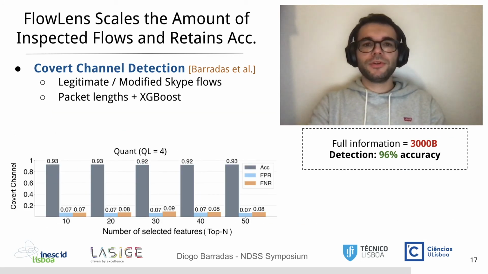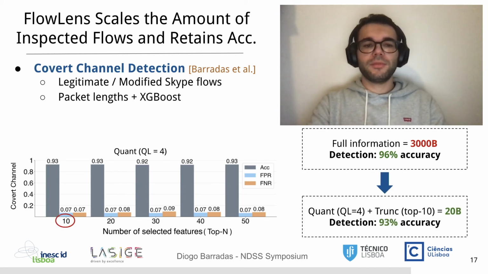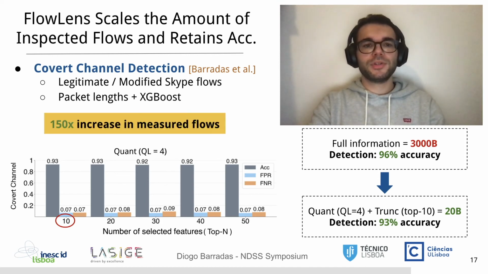Additionally, we can further apply truncation and check that, for instance, by selecting just the top 10 most important features of the quantized distribution, we can actually shrink the packet size distribution from 3000 bytes to just 20 bytes in the size of the flow marker and still achieve a detection rate of about 93% accuracy, which is just 3% less than detection with full information, and you can actually scale the number of measured flows by 150 times.